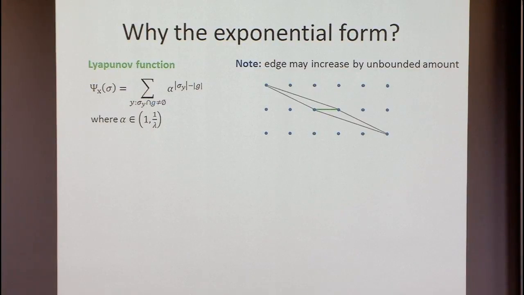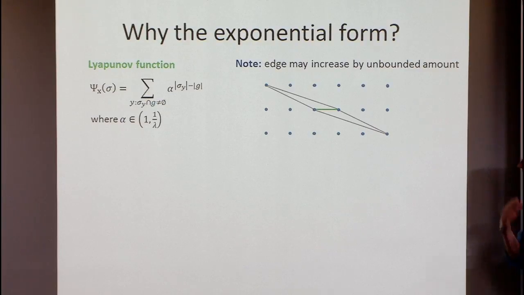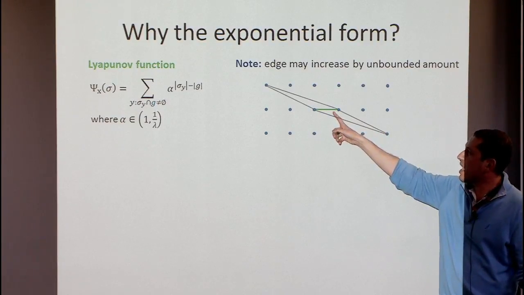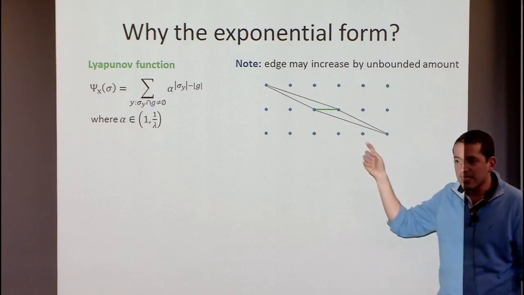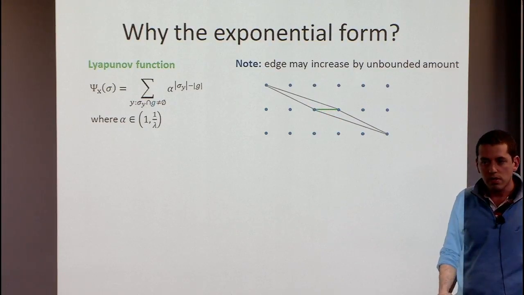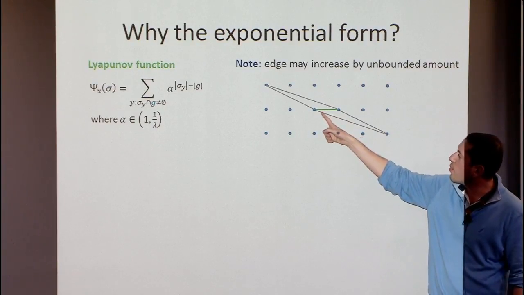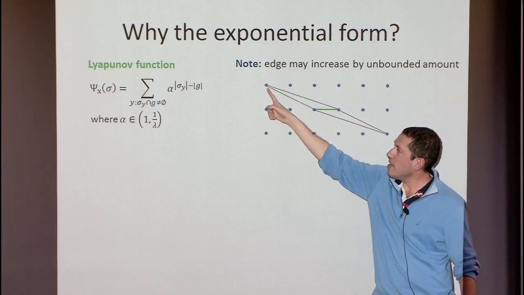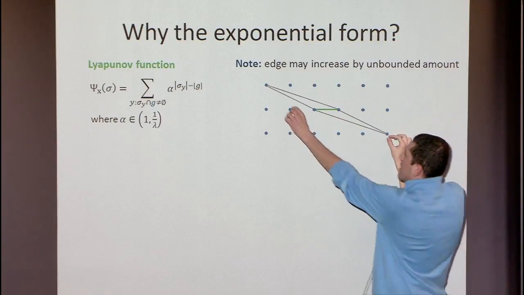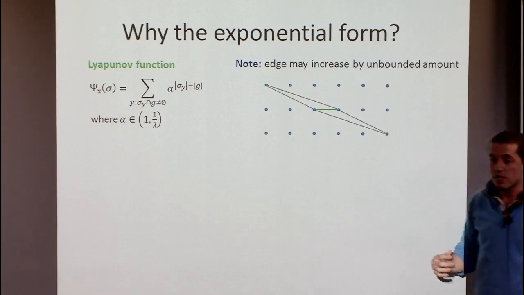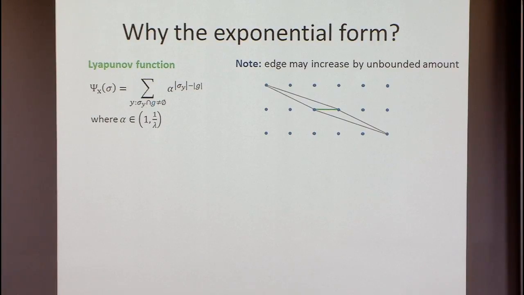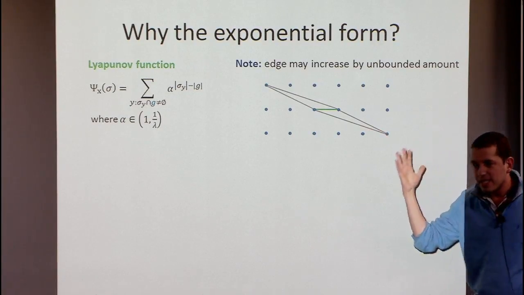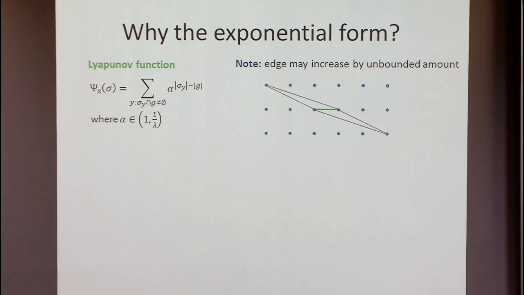So let me quickly tell you why the exponential form. This is to take care of one problem of lattice triangulations: an edge like this one can be flipped, and if flipped, it can increase to arbitrarily large values. For example, in this case, this edge has length 1 and increases to a very large length. This length could be arbitrarily large by taking these two endpoints and putting them as far away as you want, of order n. So an edge can go from size 1 to size of order n in one flip. Of course, you pay an exponential price to do this flip.